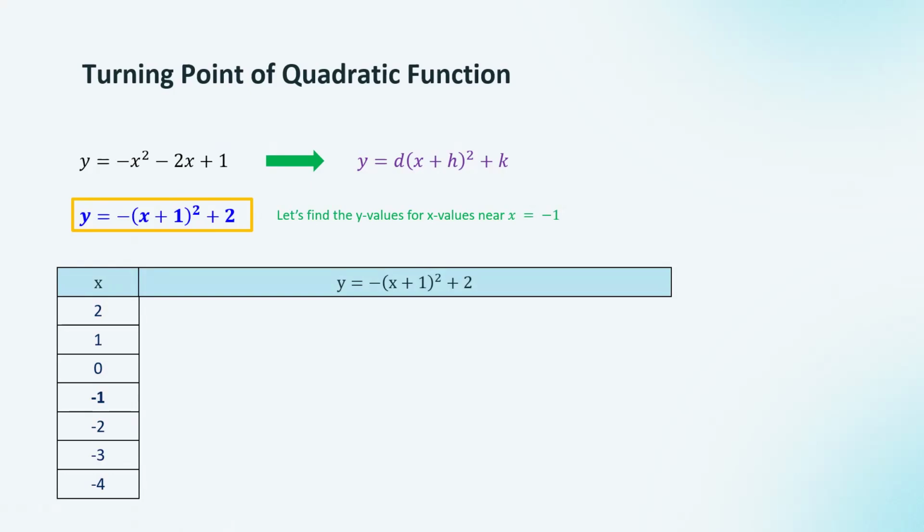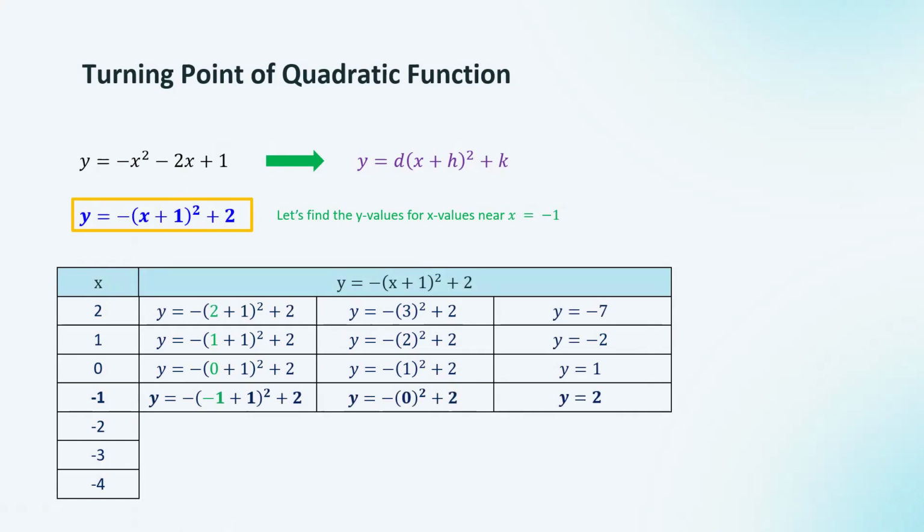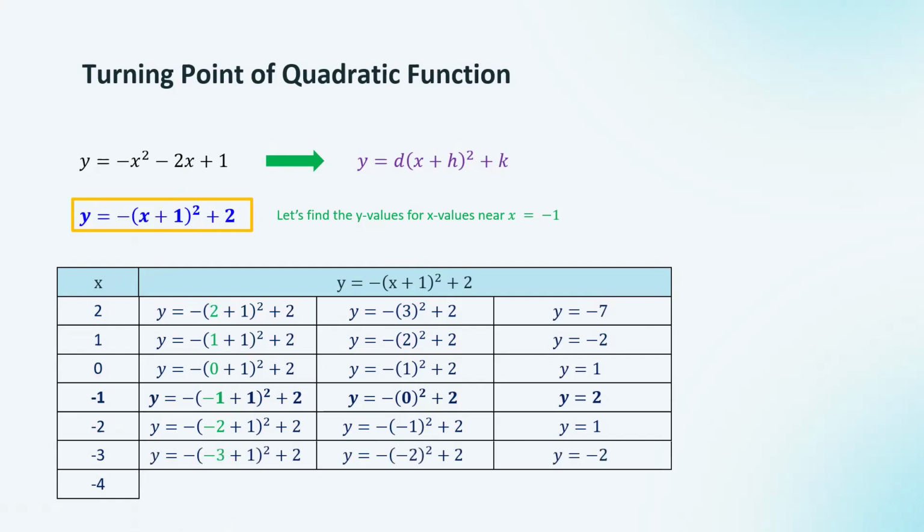So if x is equal to 2, I can input the x value and I will get that y is equal to negative 7. If x is equal to 1, I will have minus 2. If x is 0, it will be 1. If x is minus 1, it will be 2. And now, if x is equal to negative 2, we know that the y should go back to 1. If x is minus 3, it will go back to minus 2. If x is minus 4, it will go back to minus 7.